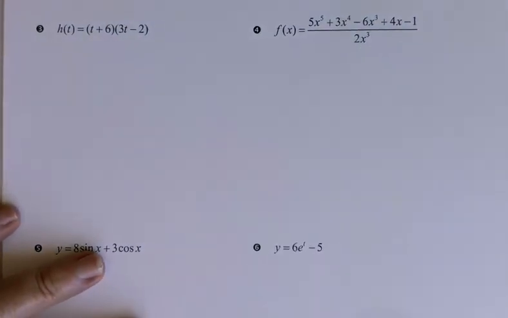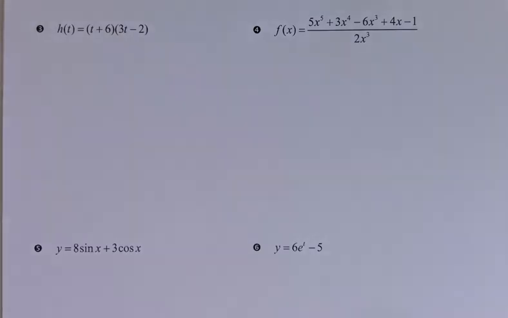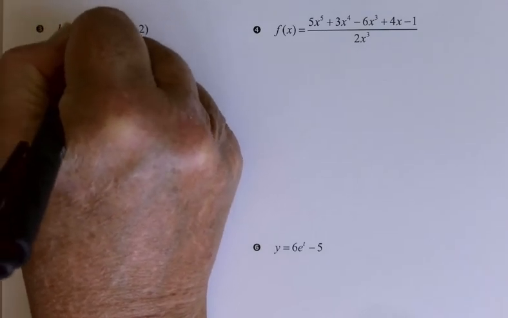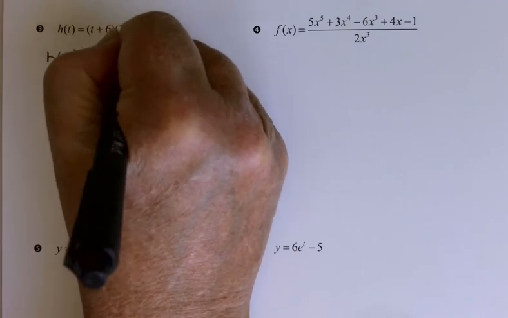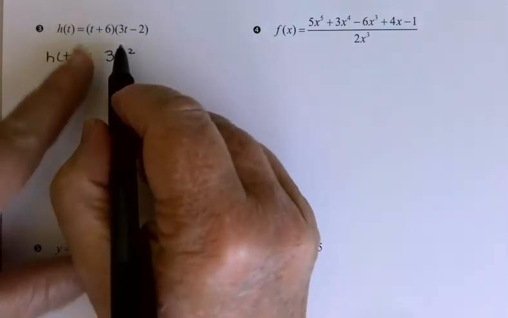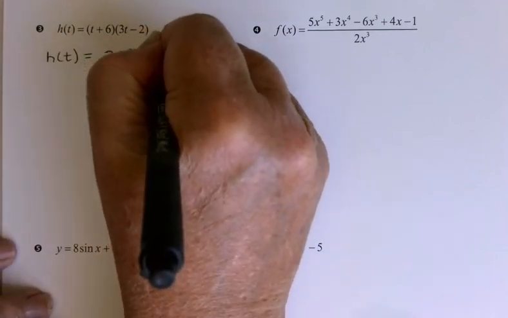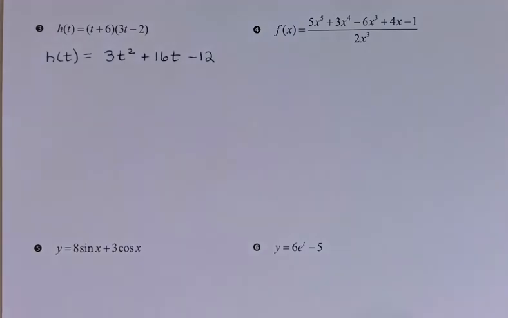In number 3, h of t here is a product. And as I mentioned a few moments ago, we don't have a rule for products. So you will have to multiply this out before taking the derivative. So this is still h of t, not taking the derivative yet. Multiplying that out would give me 3t squared. I'd have 18 minus 2, so plus 16t, minus 12.